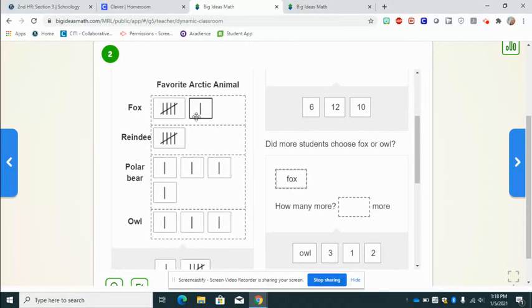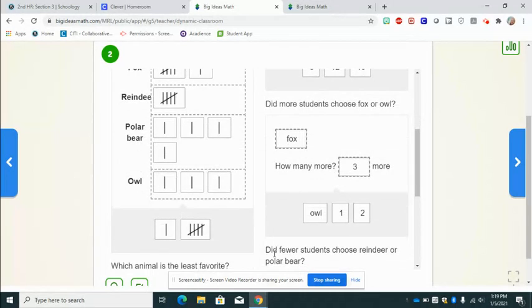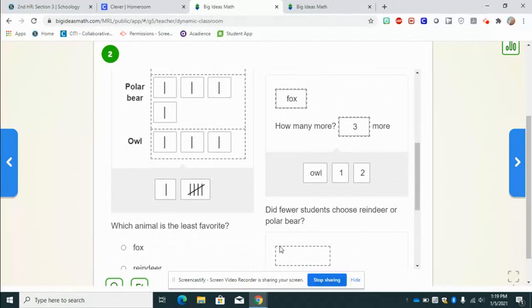Well, there's 6 tally marks beside the fox, and there's 3 tally marks beside the owl. So when we subtract 6 minus 3, that tells us how many more chose fox than owl. Or we can count up from 3 to get to 6 to see what our number is. And that is 3 more. 3 more chose fox than owl.